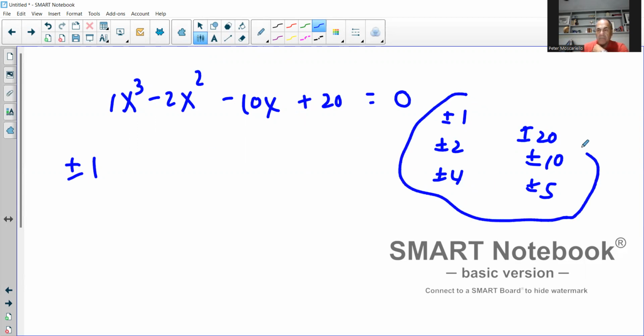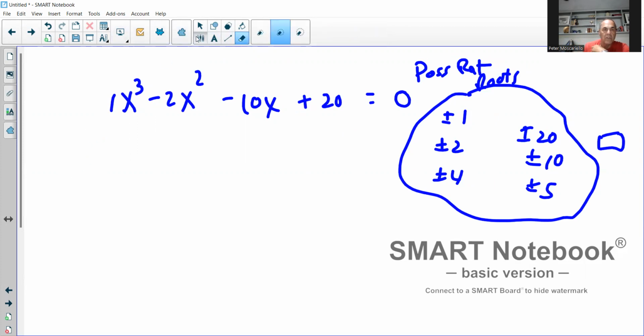So in the answer column, possible rational roots, you list those with the plus or minus. Make a little note on your note card. Make sure you have plus or minus. All right, let's find the actual roots, and we'll list our coefficients: 1, negative 2, negative 10, 20.